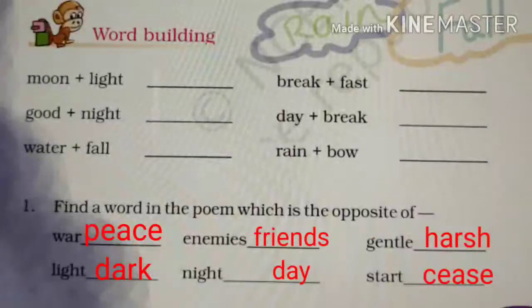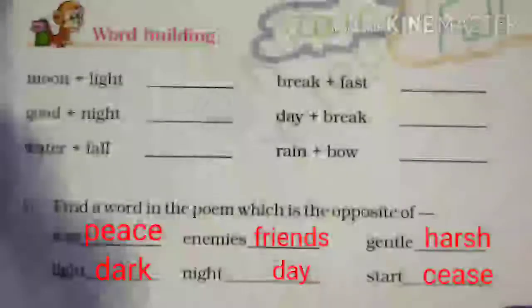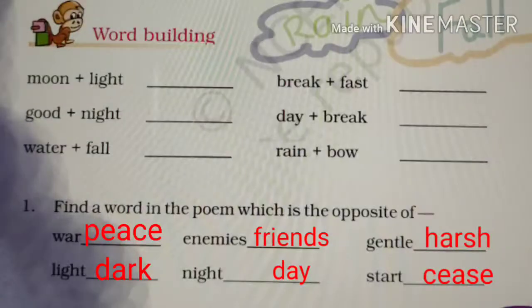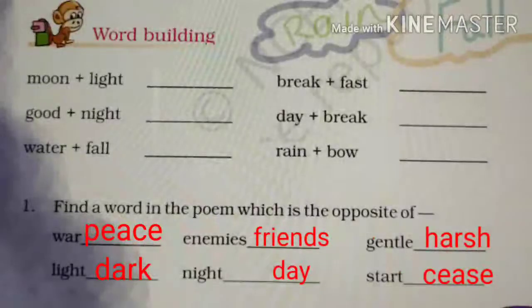Next word is enemies. The opposite of enemies will be friends. F-R-I-E-N-D-S. The opposite of enemies will be friends. Next word is night. The opposite of night will be day. D-A-Y. The opposite of night will be day. Next word is gentle. The opposite of gentle will be harsh. H-A-R-S-H. The opposite of gentle will be harsh. Next word is start. The opposite of start will be cease. C-E-A-S-E, cease.